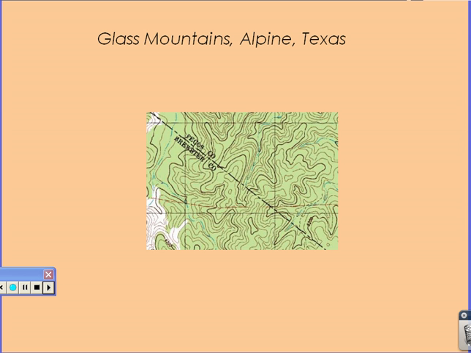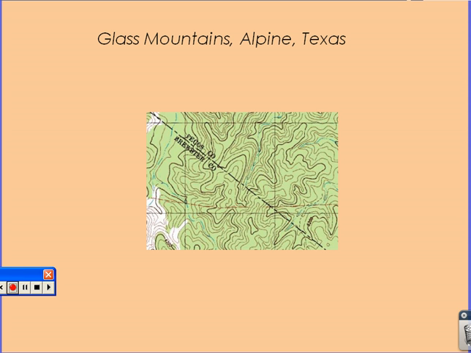Now let's travel a little bit south of us down to Alpine, Texas. In Alpine, you're going to see the Glass Mountains. You're going down 67. And right here, we're looking at the Pecos County, Brewster County line. And you can see all these contours for the Glass Mountain. So let's take a look at this Brewster County map a little bit closer.